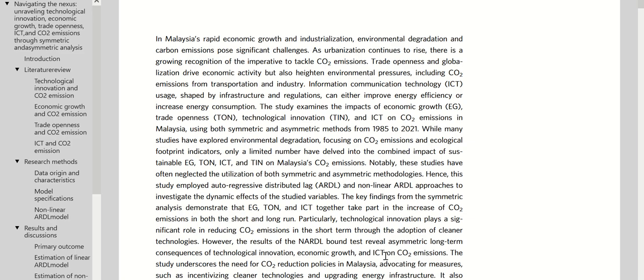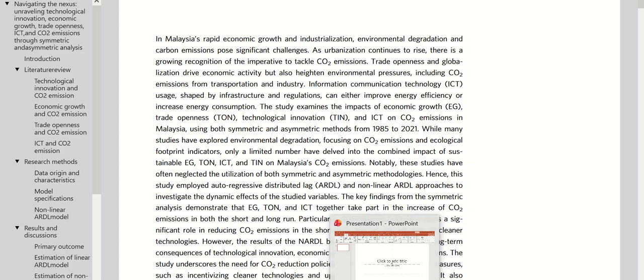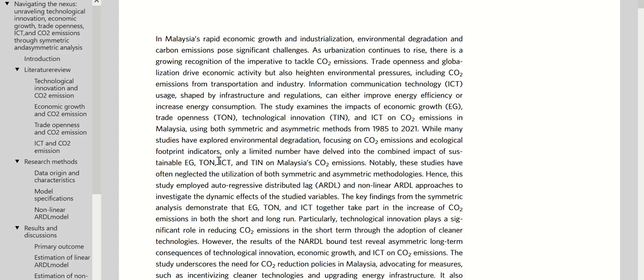They were explaining that CO2 emission increases in both the short term and long term. However, technological innovation helps to reduce emission in the short run, mainly due to cleaner technologies, and has unequal positive and negative effects on CO2 emission in the long run. Step 6 is policy implications.